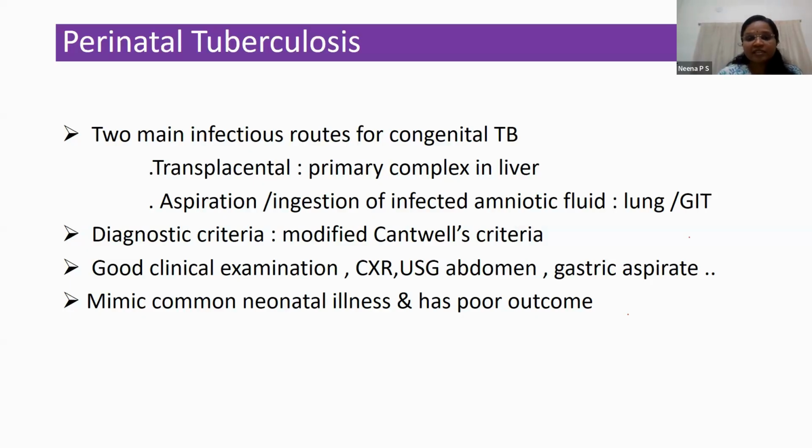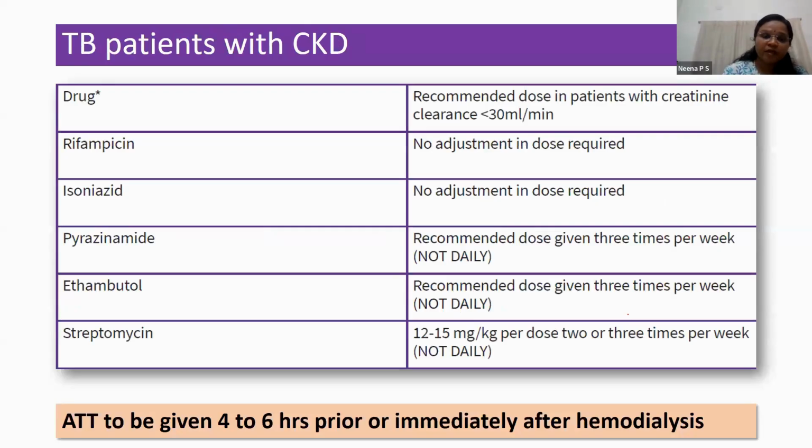Maybe you have to resort to an X-ray, ultrasound abdomen, and a gastric aspirate to support a microbiological confirmation. But the difficult part is that congenital TB almost mimics the common neonatal illnesses, and it has a very poor outcome because of this, with more than 50% mortality.